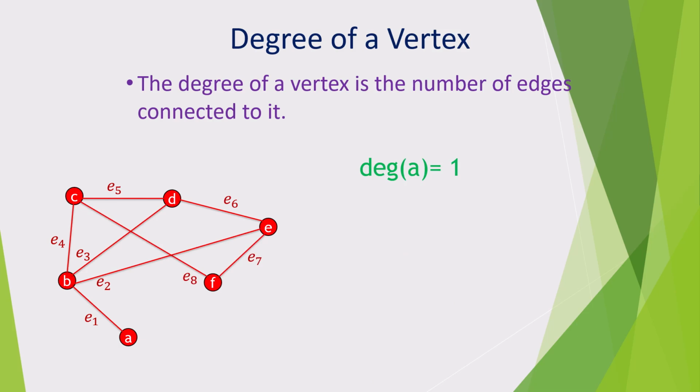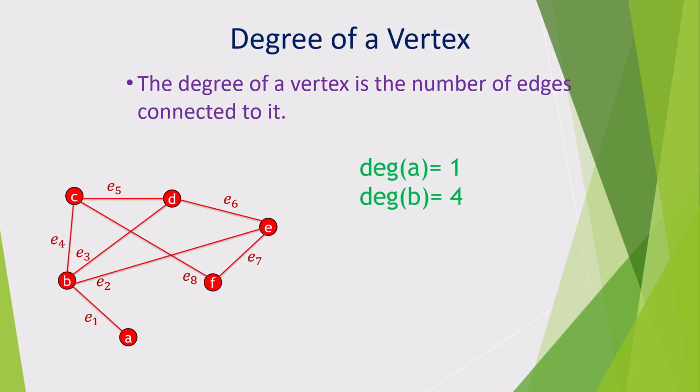So what is the degree of a vertex? See vertex A. Vertex A has only one edge E1 incident on A. So the degree of A is 1. Now consider B. There are four edges E1, E2, E3 and E4 incident on vertex B. Therefore, the degree of B is equal to 4. Similarly, we can count the degree of C, D, E and F.